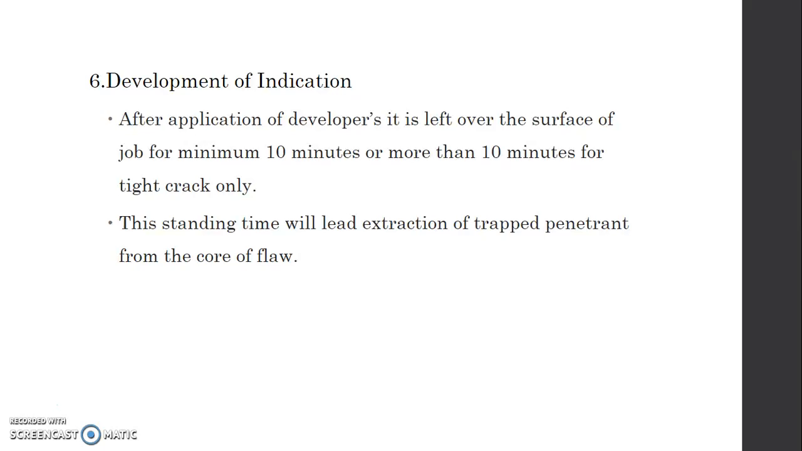The next one is development of indication. After applying the developer, we have to wait 5 to 10 minutes because the developer pulls out the penetrant from the cracks, right? So we have to wait a certain period of time, because due to capillary action, the penetrant comes out onto the surface and spreads over where a crack is available.